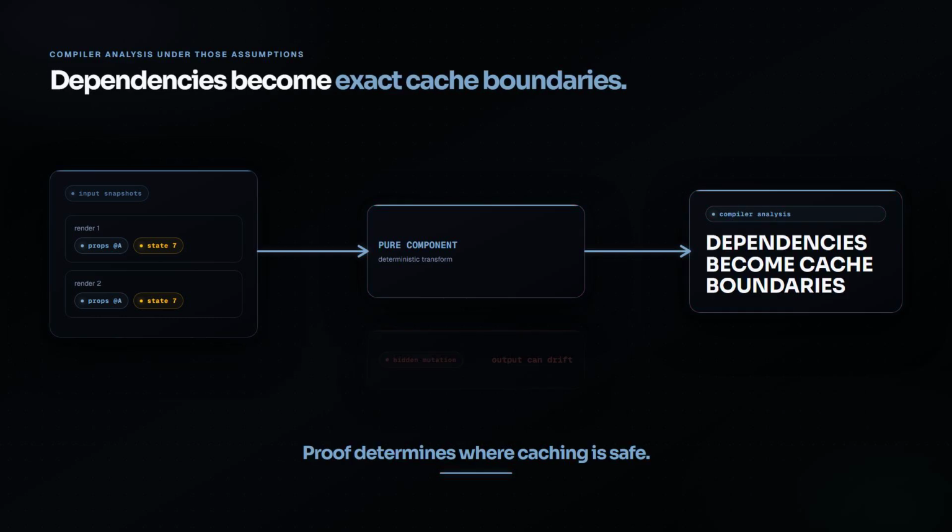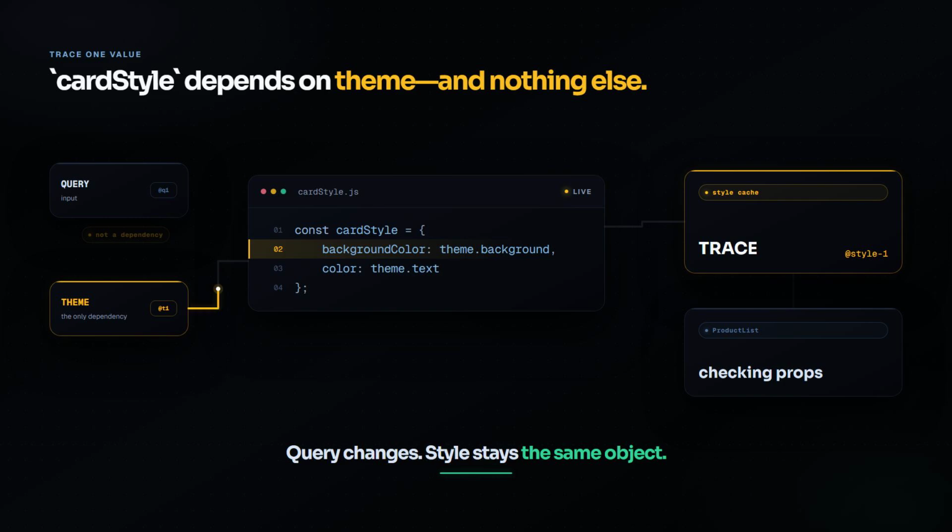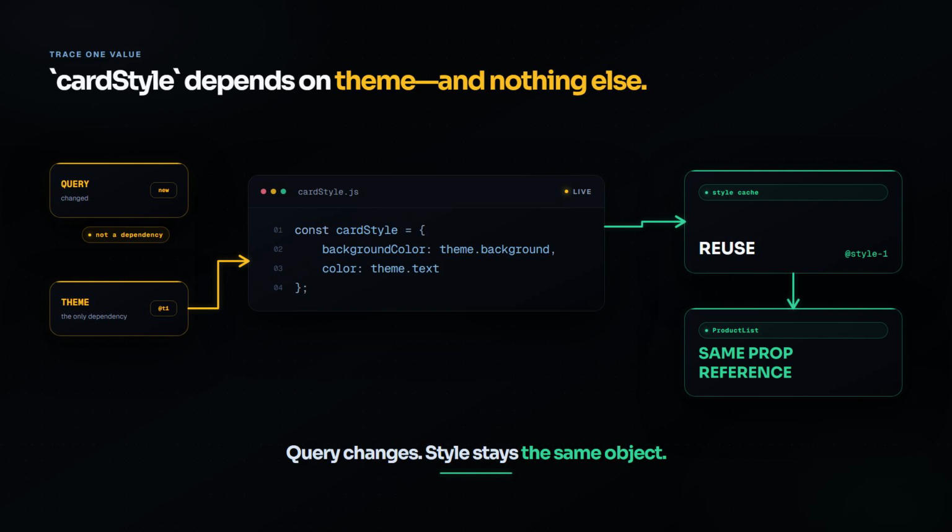So the compiler analyzes your component under those assumptions, works out which values depend on which, and inserts caching at exactly those boundaries. So take our card style for example. The compiler traces it and sees it depends on nothing but theme. So it caches it against the theme. When the query changes, the component re-renders, but the card style is handed back as the same object it was before. So the product list does not re-render, and we didn't write a single hook to make that happen. React compiler did all of it.